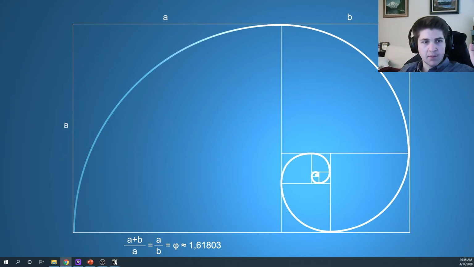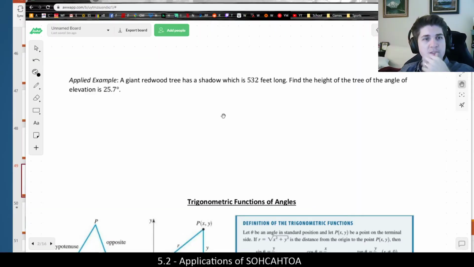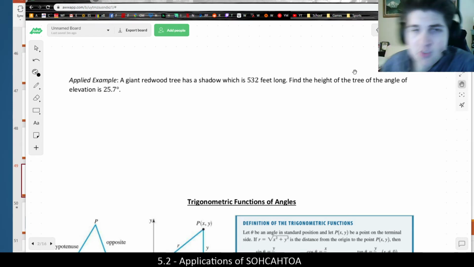Sorry, I did not put that up correctly. A giant redwood tree has a shadow which is 532 feet long. It says find the height of the tree if the angle of elevation is 25.7 degrees. So that's a typo. It should say if the angle of elevation is 25.7 degrees.